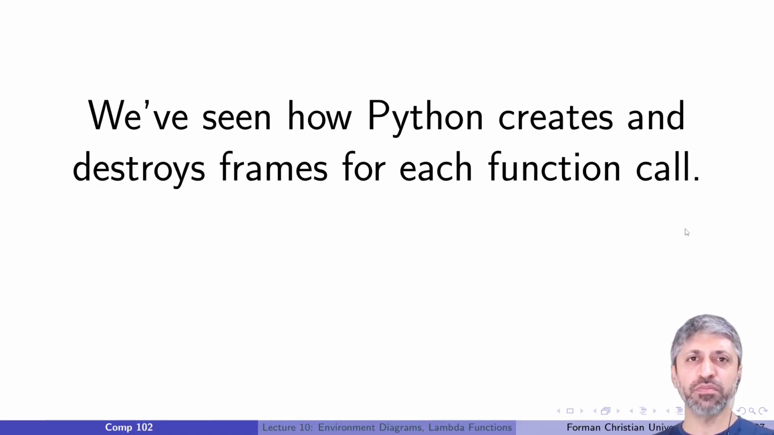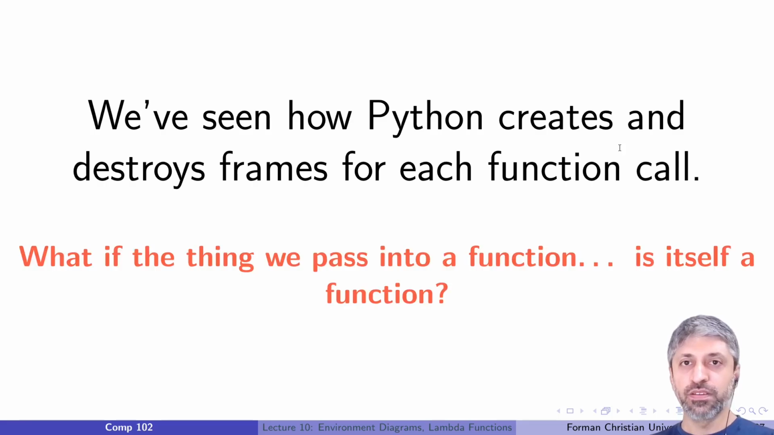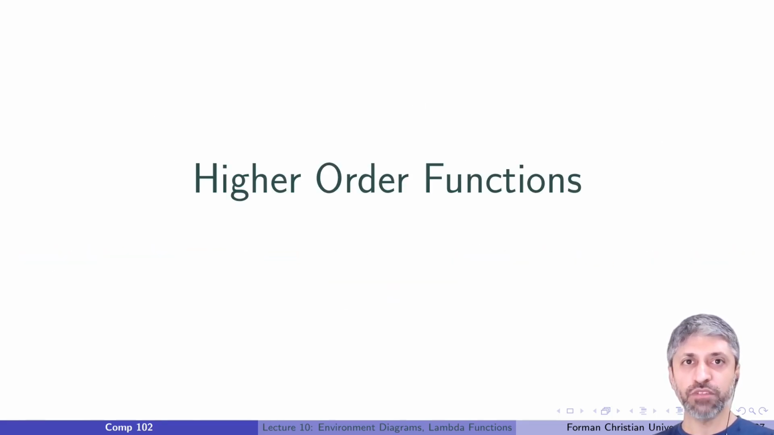So far we've been passing numbers and strings into the functions, but here's a wild thought. What if the thing we pass into a function is itself a function? So passing a function as a parameter of another function. In Python, functions are what we call first class objects. That's a fancy way of saying that we can treat them just like any other piece of data.